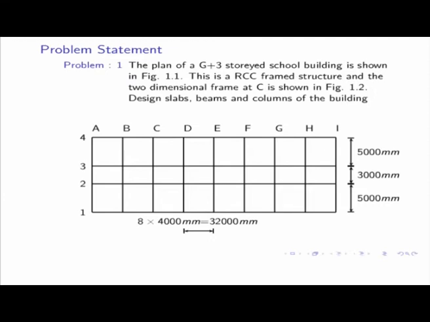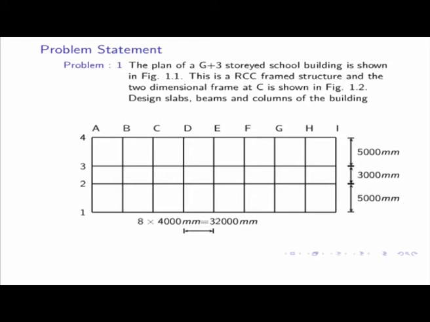So this is the problem. This is the plan of the building. This side it is say 5,000, 3,000, and again we have 5,000. These are all 4 meter each. What will we do first? I shall do the slab design first.